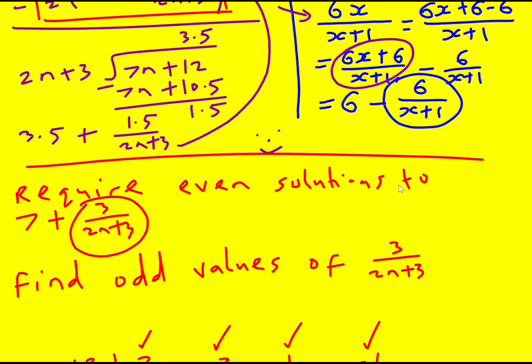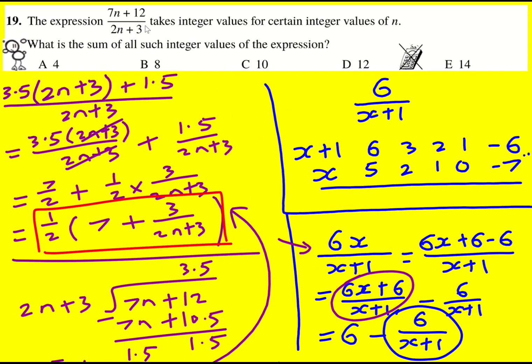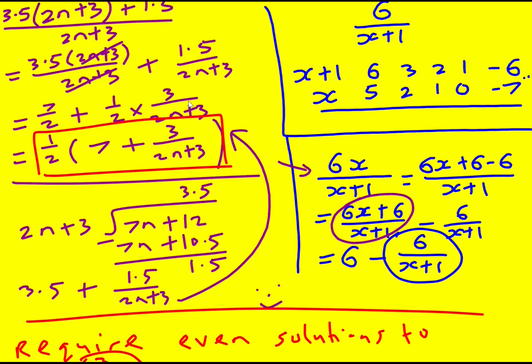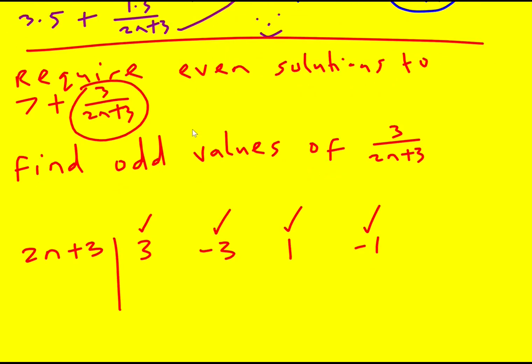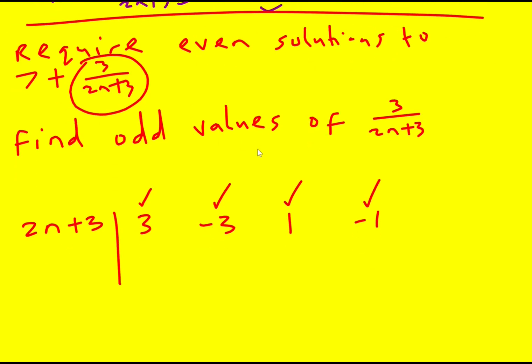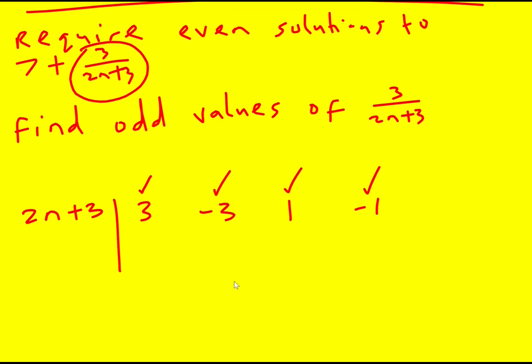So I've forgotten what I'm actually trying to find. What is the sum of all such integer values of this expression? Okay, so actually, I don't even need to find n, technically. I can actually get to the solution from here. I think I'm just going to finish it off, though, because you might another time be asked to find the values of n, so it's important to do that.